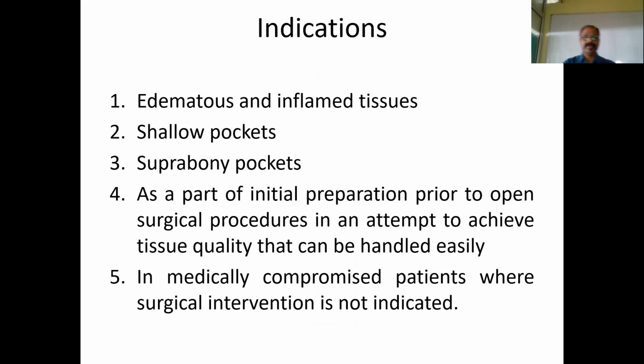So let's see what are the indications. The first indication is edematous and inflamed tissues. Edematous and inflamed tissue is a result of your gingival inflammation. Whenever there is inflamed tissue, you want to eradicate the source of inflammation. So you're going to do a supragingival scaling, and then you're going to do something called a subgingival scaling, right? Now I'm using older terminologies, right? The terminologies have changed now.